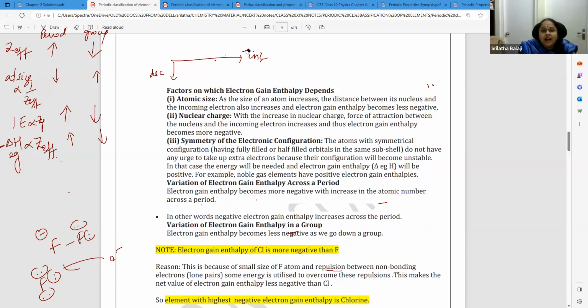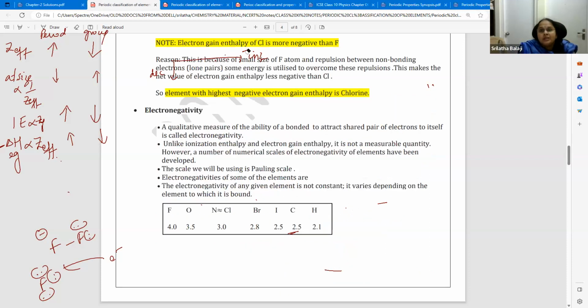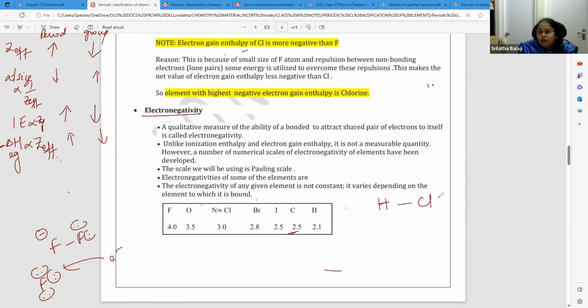The next property we have is electronegativity. Now we will speed up. Electronegativity is the tendency of a bonded atom to attract a shared pair of electrons. See, you have hydrogen and chlorine. It forms HCl.